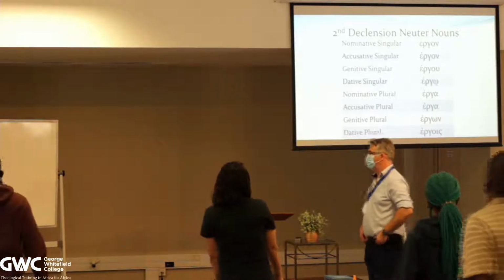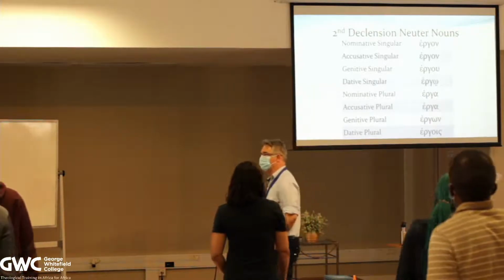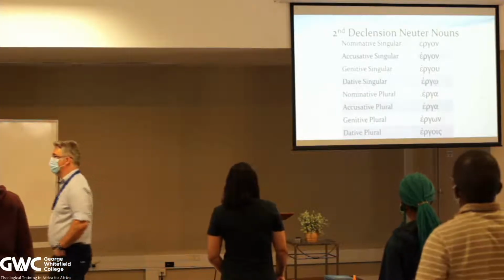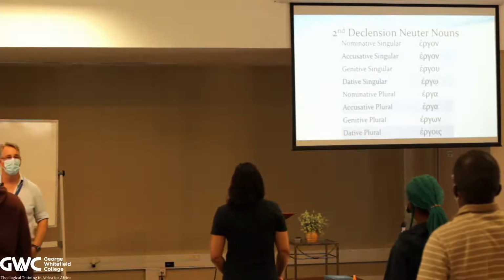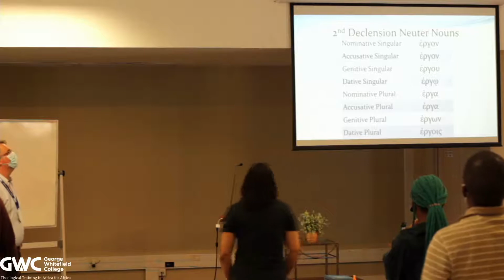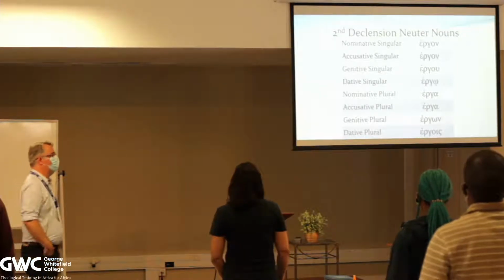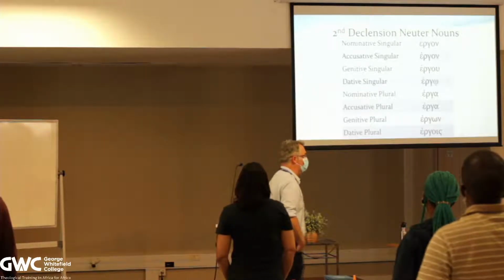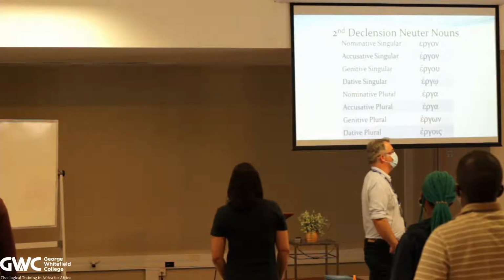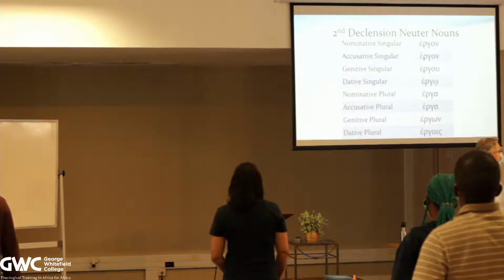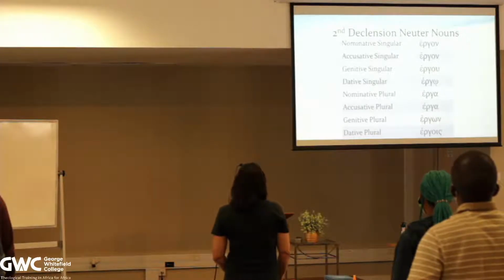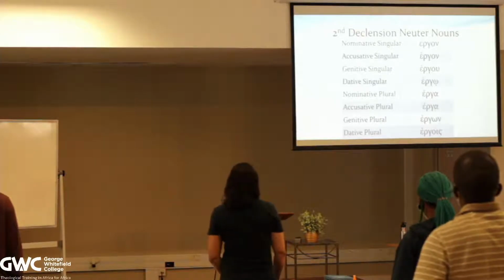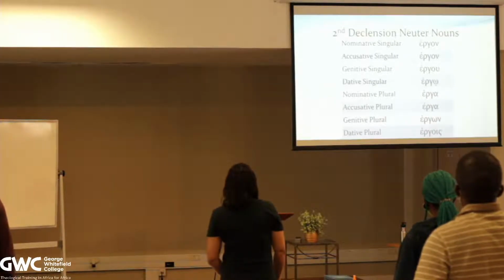Second declension neuter nouns. They all behave exactly like ergon. Ergon, ergon, ergu, ergo, erga, erga, ergon, ergois. Let's say it again. Ergon, ergon, ergu, ergo, erga, erga, ergon, ergois. Excellent. That's how the second declension neuter nouns behave.